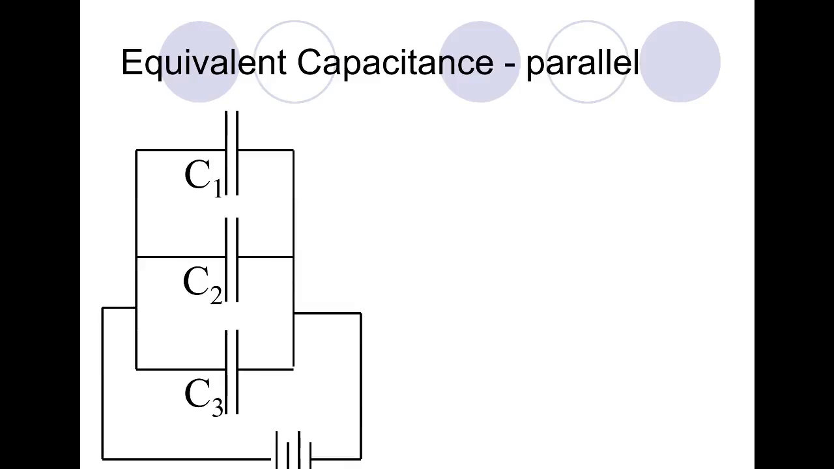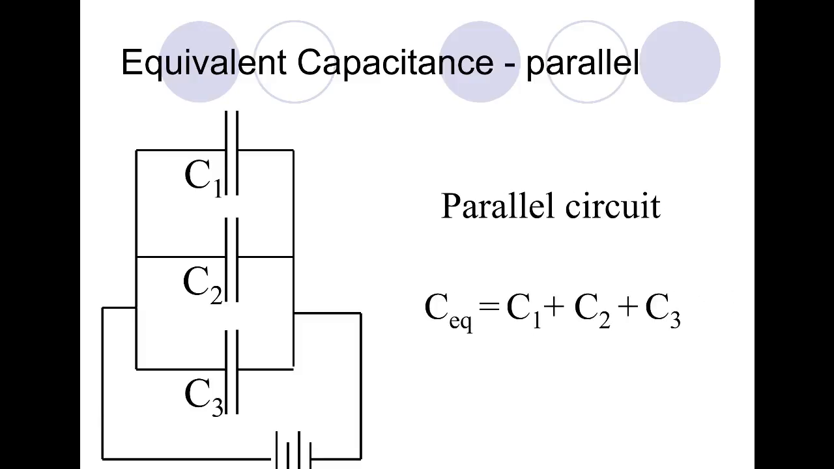Well, what happens if we have capacitors in parallel? Meaning that we have more than one path. So now we have C1, C2, and C3 that all have different paths that the charge can move through. In this parallel circuit, we're going to claim that each of these capacitances will simply add up to give us our equivalent. So where does this come from?